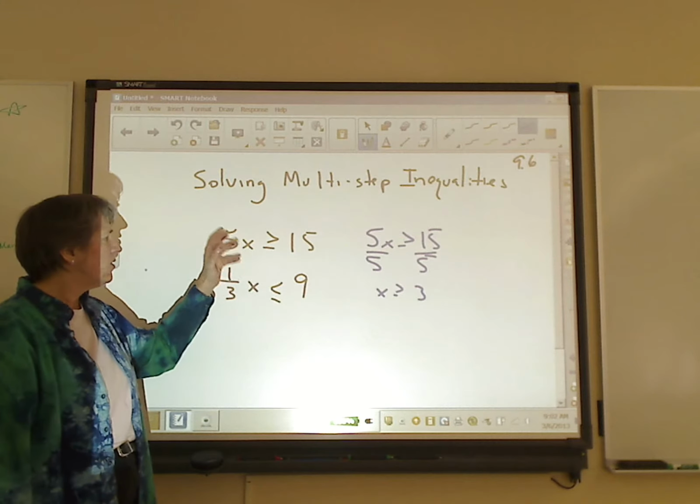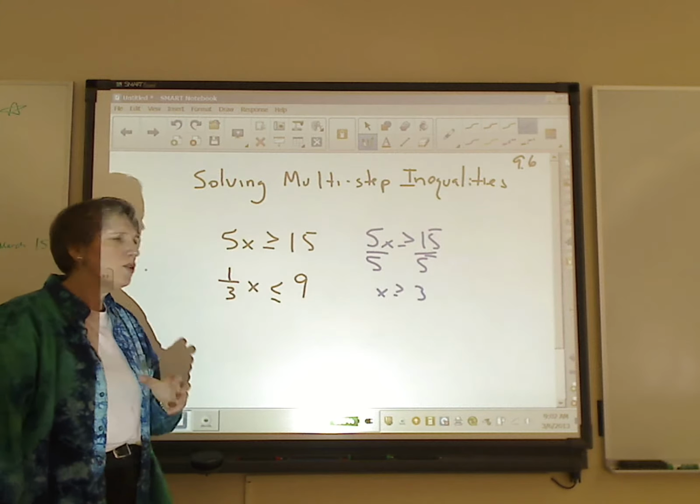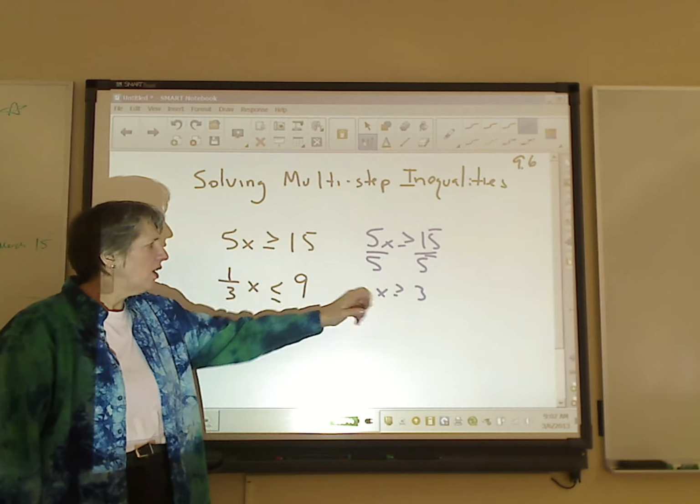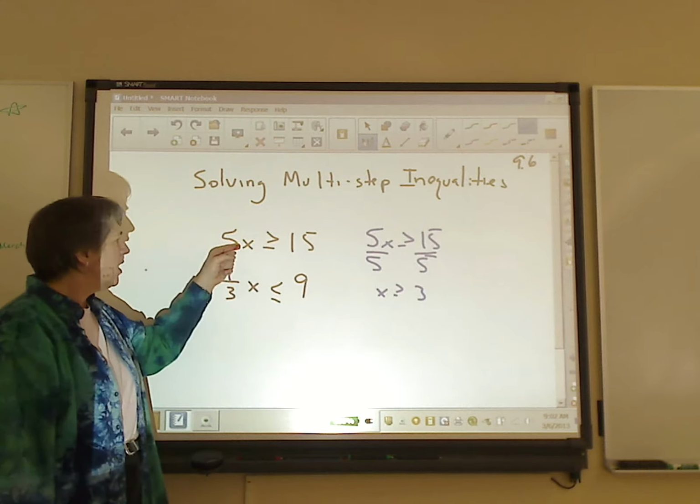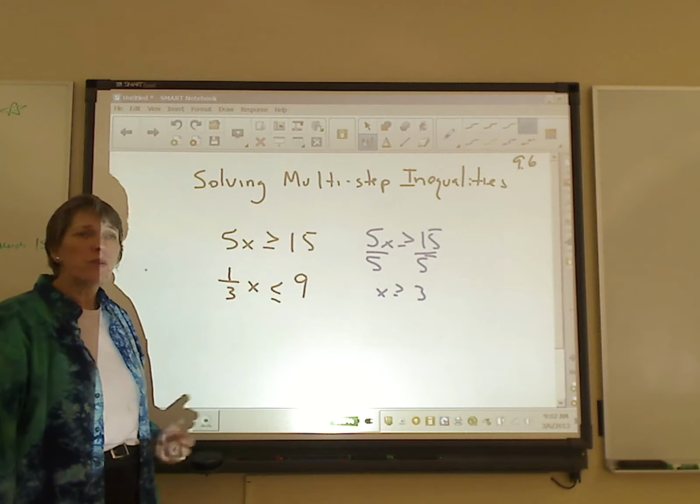5 times 3 is 15. 15 is greater than or equal to 15. That's true. But it says greater than or equal, so I'm going to pick 5. 5 times 5 is 25, and that's greater than or equal to 15.